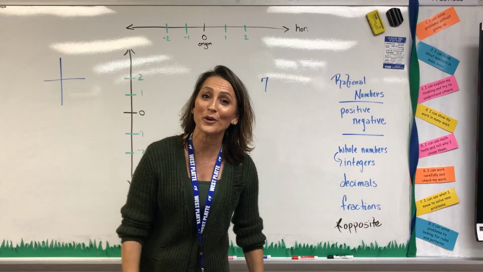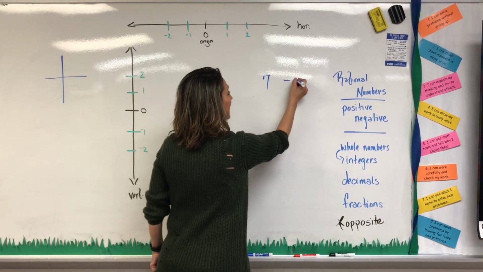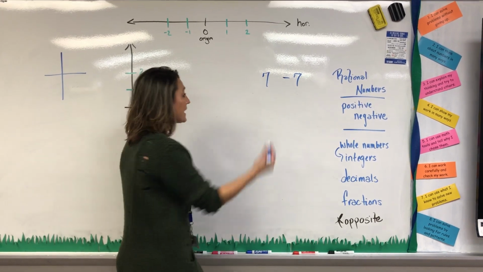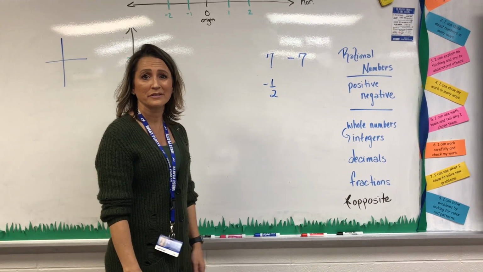Well, hopefully, parents, you all know there's an opposite to every number. So if that's 7, my opposite is negative 7. That's whole numbers. Pretty easy to tell a student that. But when it gets to this, what's the opposite of a negative half?